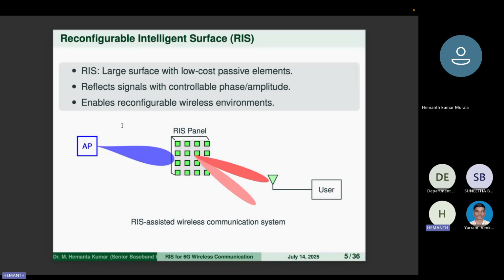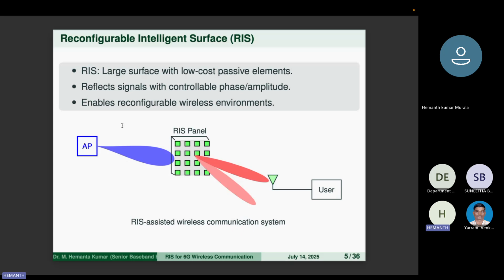This is the access point, and this is the user. In between, any obstacle may be there, so there is no direct link. Then the signal will be incident on the RIS, and the RIS will transmit it to the user, in a constructive way, not a destructive way. Just remember that. How do we make it constructive? That will be discussed in the slides. Clear?